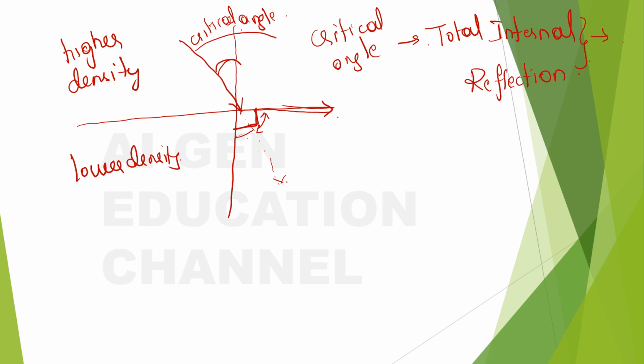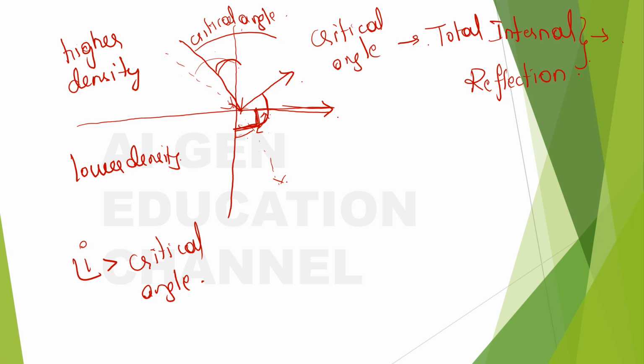Now you saw that with this critical angle the refracted ray is making 90 degrees. Now if you further increase this angle of incidence, if the angle of incidence is more than the critical angle, then it is obvious that the refracted ray will get back into the denser medium itself, because this angle will also increase, right?